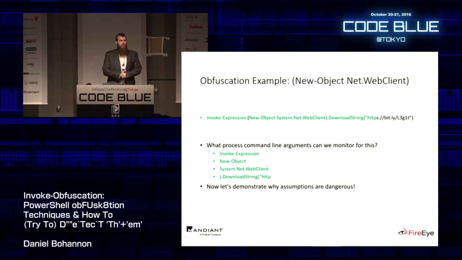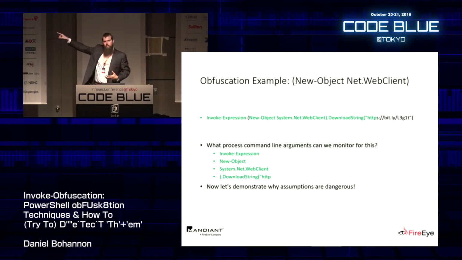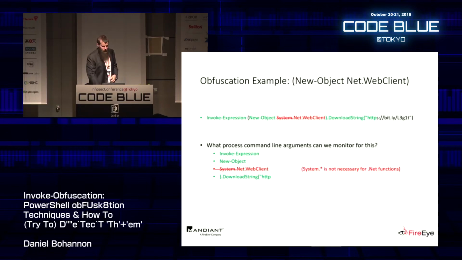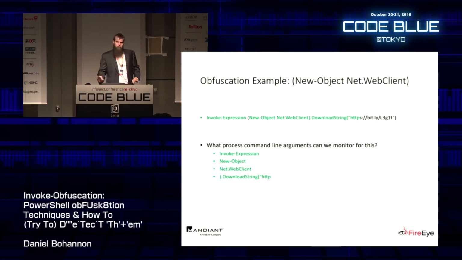So now, let's start obfuscating, and let's start looking at all the assumptions that we just made about this and how that can be dangerous. And let's get to the very core of what we can use to detect this activity. So first, whenever you see system.anything in PowerShell, it's typically referencing a .NET class, and system isn't necessary. You can remove that. The command works just fine. So we'll remove that from our attacker command, and we'll remove it from our detection.